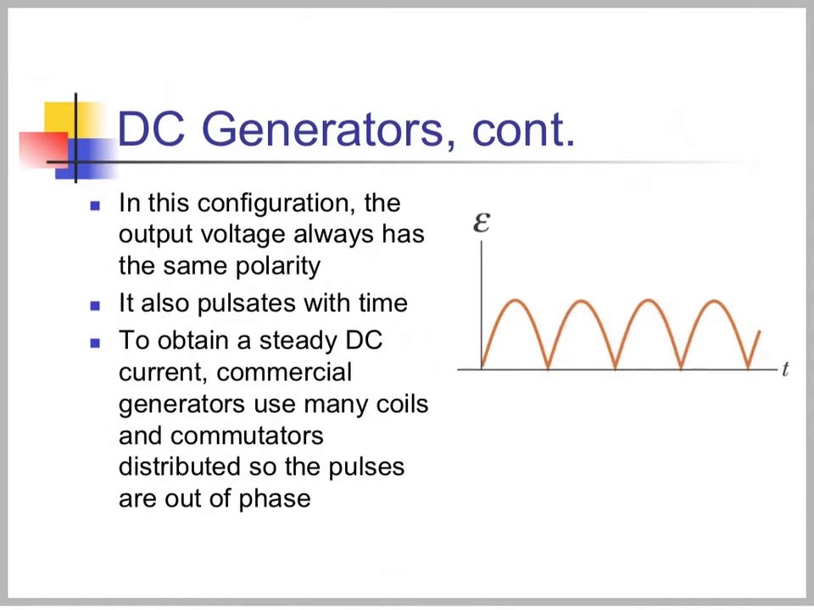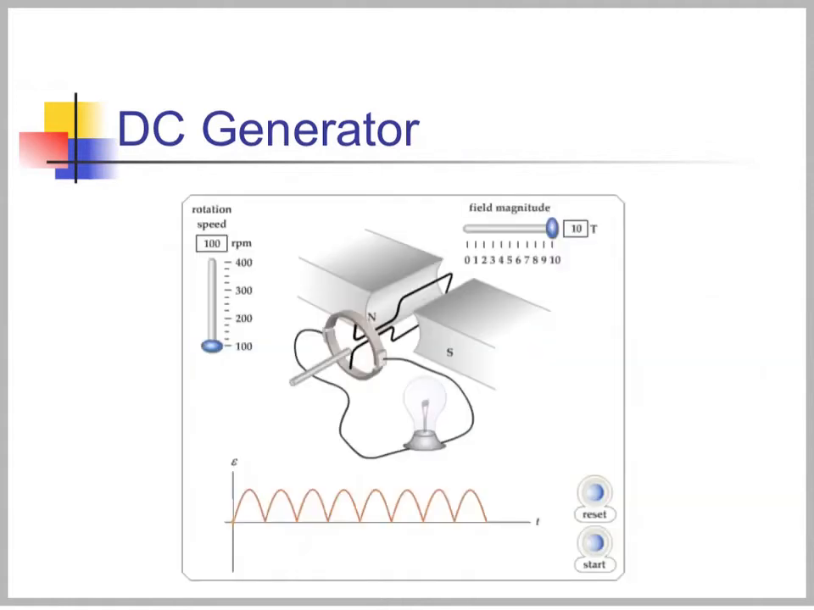And to obtain a steady DC current, commercial generators use many coils and commutators that are distributed slightly out of phase, so that when you add them all up, you get a constant electric voltage across the entire time. So again, as this one goes around, because of the split rings, as soon as the current changes direction in the loop, the brushes are on opposite sides of the loop, and so the current always goes the same direction down the wire.